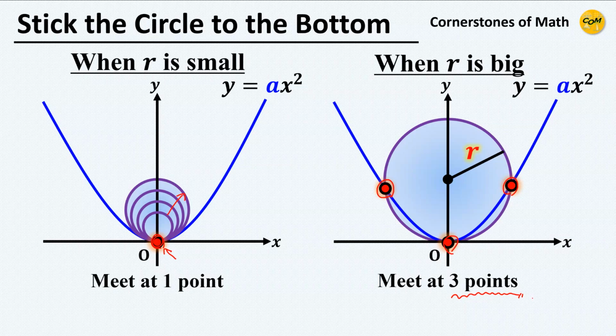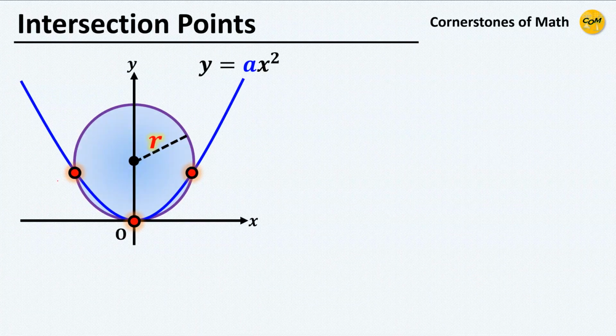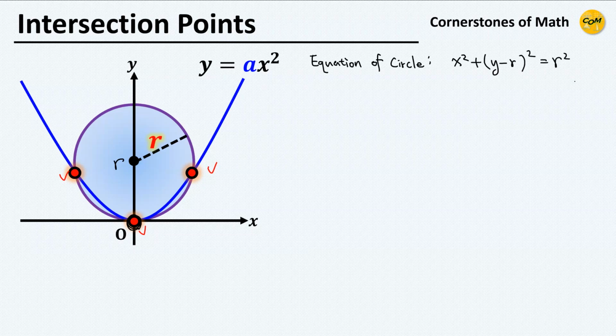So with this in mind, let us actually try to calculate the coordinates of these intersection points. If the circle passes the origin, then the y-coordinate of the center must be equal to r, the radius. Therefore, we can write the equation of the circle as x squared plus (y minus r) squared equals r squared.